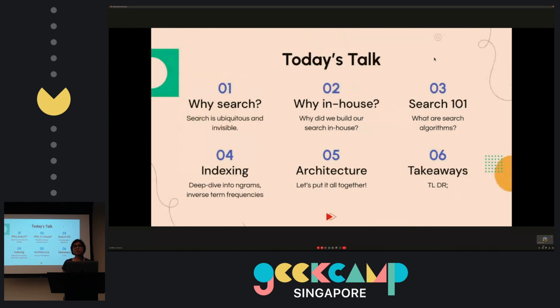So that's about me. What about the talk? Today I'm going to cover 6 bits for this talk. We'll start off with why search, which is sort of a common question, but okay. Then the main question, why did we do this in-house? It's sort of like reinventing the wheel somewhere. We'll go into search 101s a little bit, then we'll talk about indexing, go into ngrams, inverse term frequencies. We'll put it all together in an architecture that worked for us. And then I will hopefully leave you with some takeaways and some thoughts around this topic.